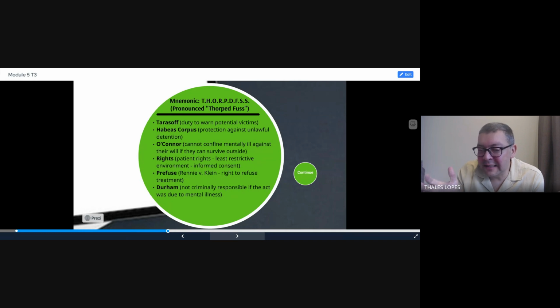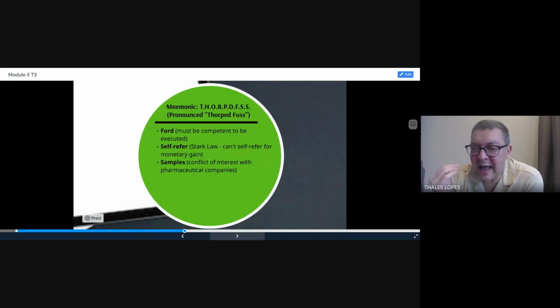And then we have the D for Durham, not criminally responsible if the act was due to mental illness, without getting too much in detail, right? F stands for the Ford case. Ford cannot be executed or stand trial if insane. S is self-referral, and that is for the Stark law, right? Stark law, money under the table. Specifically, it usually comes with pharmacy cases or gaining any kind of monetary benefit. Again, we are not going to go in detail.